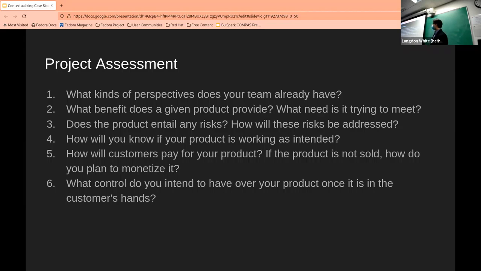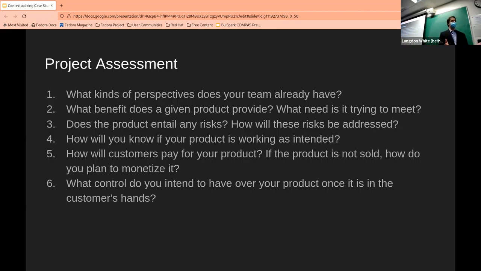And then finally, what control do you intend to have once your product is in the customer's hands? I mention this specifically because most things these days are designed with some sort of super admin power. There is a case in which Apple refused to allow the FBI to spy on people's software, which I think is very principled in one sense. But the fact that they have the super admin powers to take over somebody's phone at any point in time is a design choice, right?